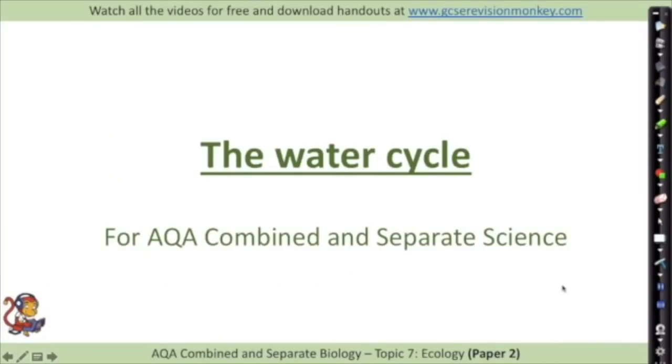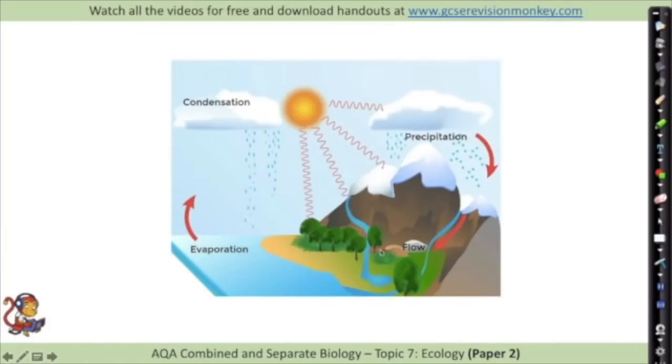We're now going to look at the water cycle. The water cycle basically explains how on Earth the water is constantly cycled around and reused. So there are some important key words. First of all, evaporation. This could be water evaporating from the sea, for example. That water would evaporate, and when it gets higher up in the atmosphere, it would cool down and condense into clouds. So we've got first evaporation and then condensation.